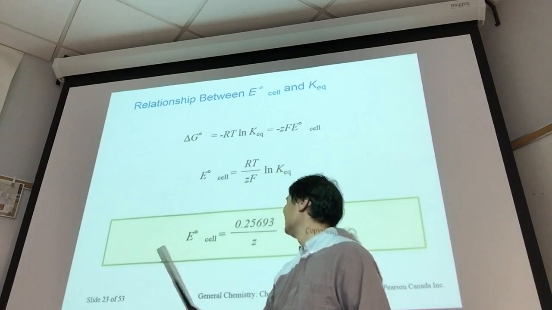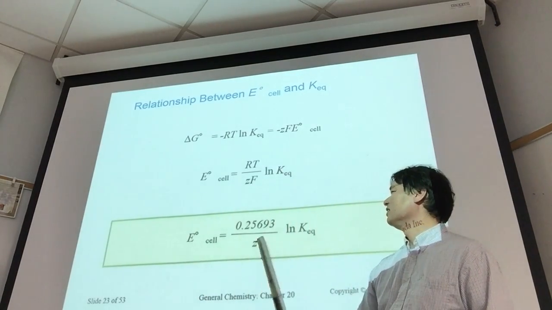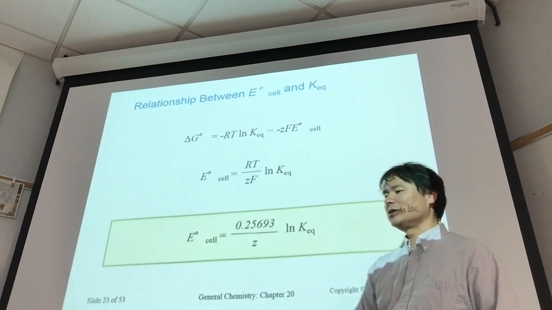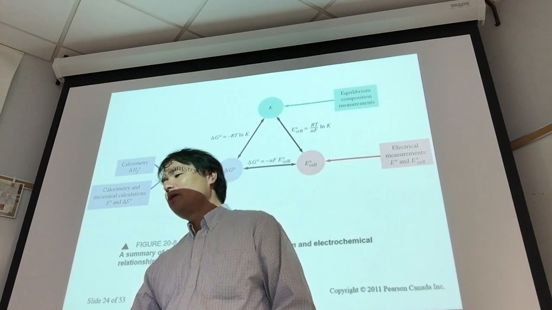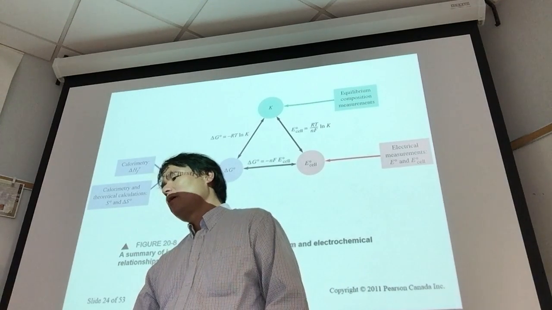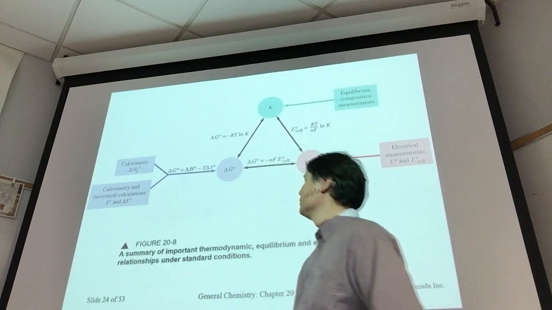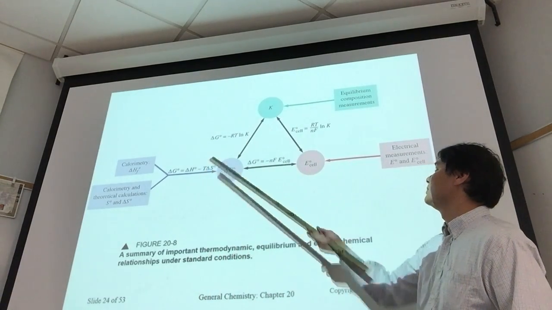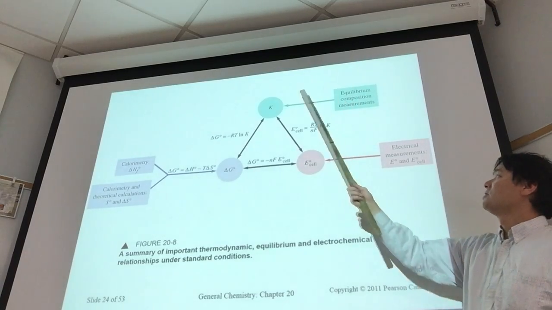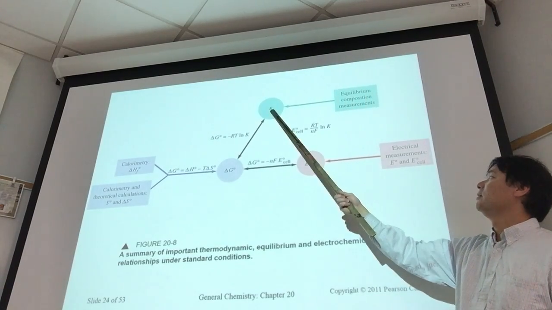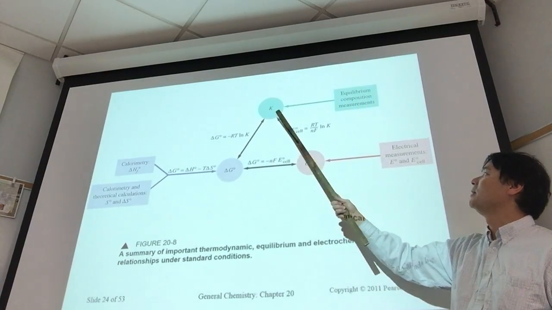This equation we aren't going to use yet, so just ignore that equation. We use another equation that looks very similar to that. This tells us all the ways we can now determine some of these thermodynamic factors. We can measure the equilibrium concentrations or equilibrium pressures to determine K. So this is experimental.